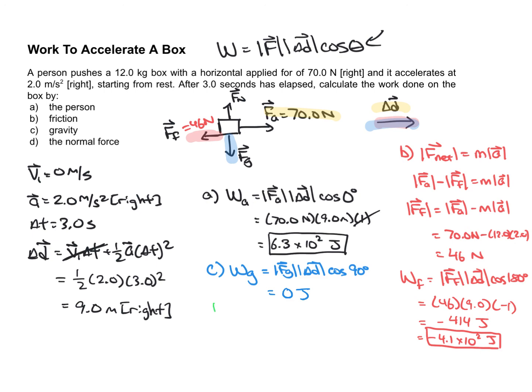Similarly, I can do the exact same thing for the normal force. It'll be the normal force times the displacement times cosine of 90. The normal force is also making a 90-degree angle to the displacement. So that equals 0 joules as well.